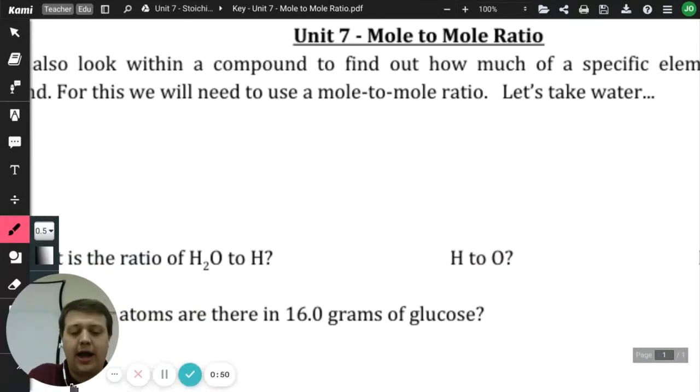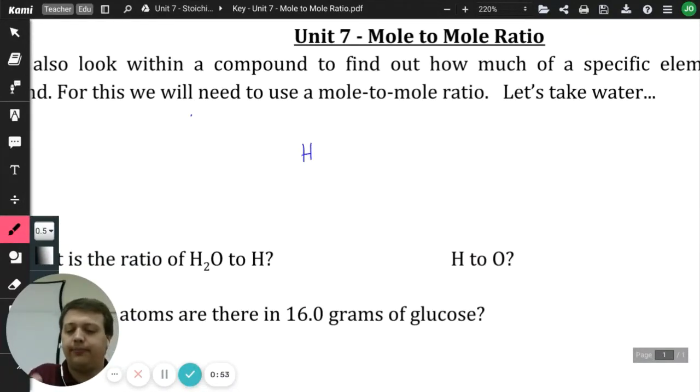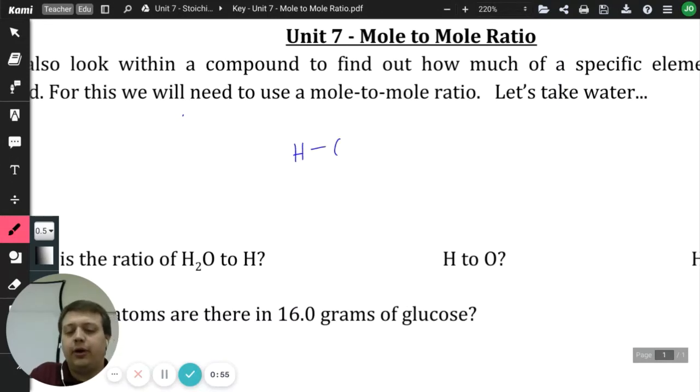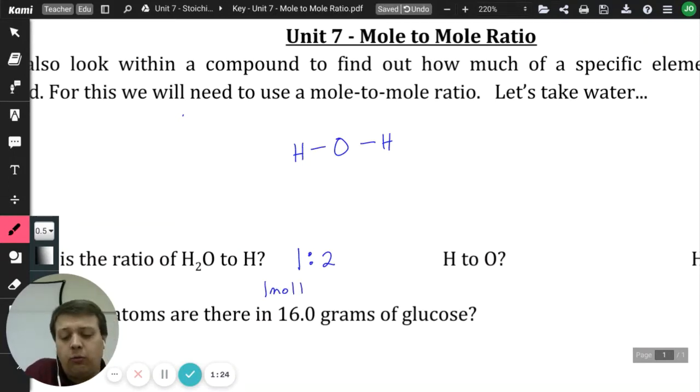We know that water has one hydrogen bonded to an oxygen, bonded to another hydrogen. So water is H2O, right? So looking at this, for my one water molecule here, how many hydrogen do I have? Well, I've got 2 hydrogen. So the ratio of water to hydrogen is 1 to 2. We can rewrite that as for every 1 mole of water, that equals 2 moles of hydrogen.